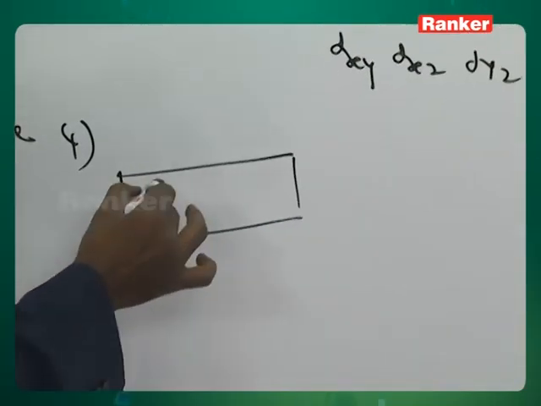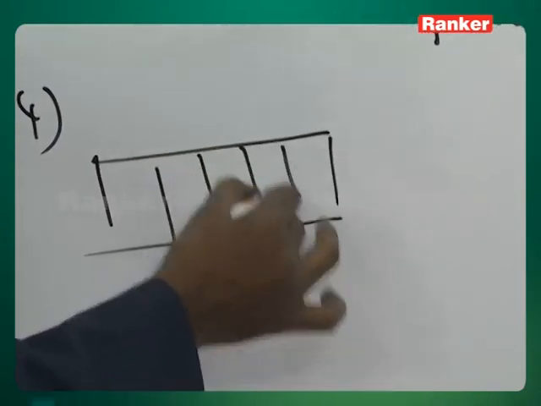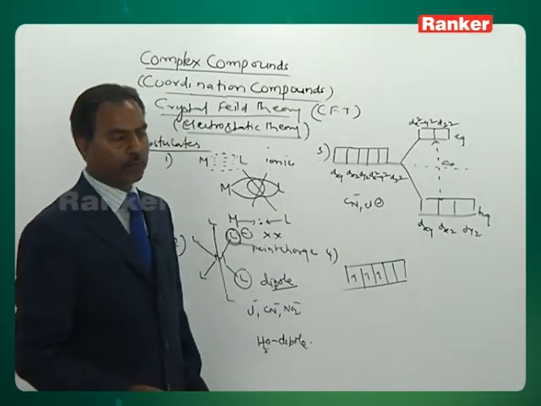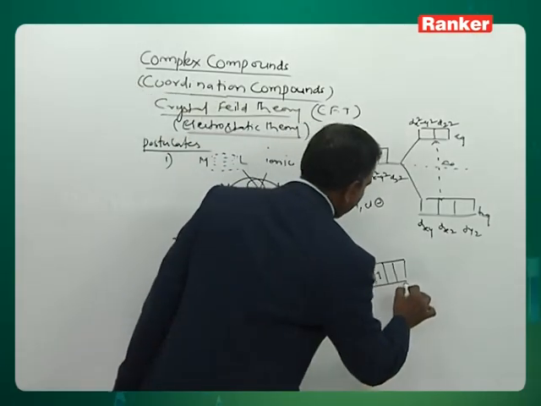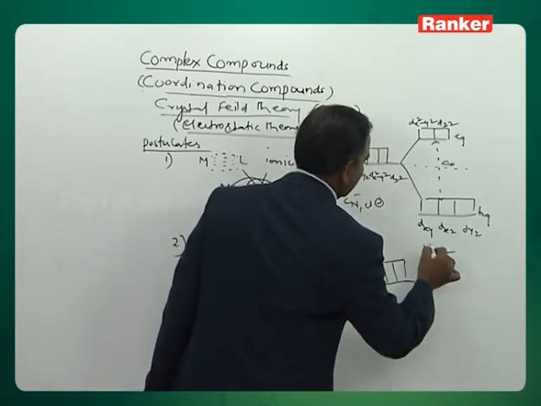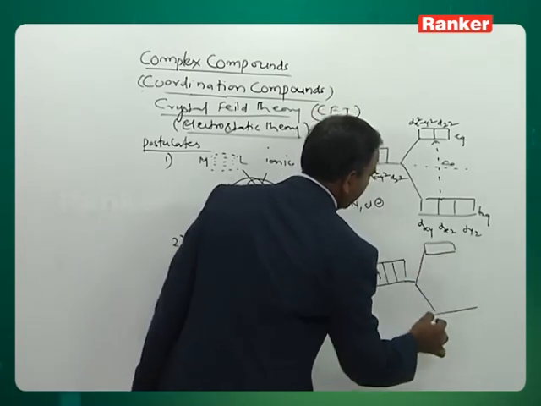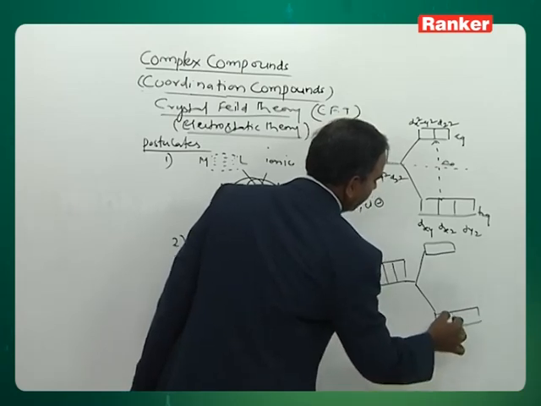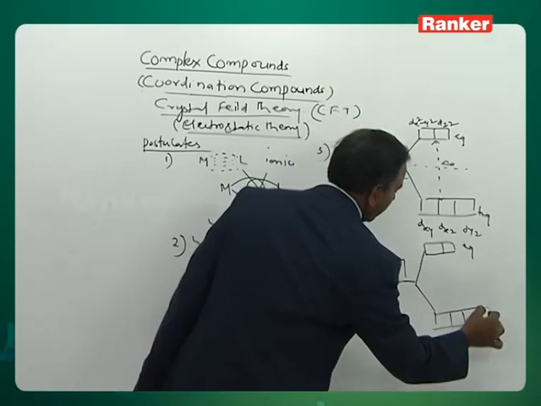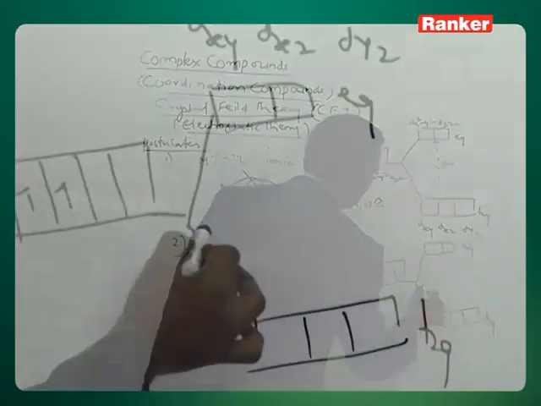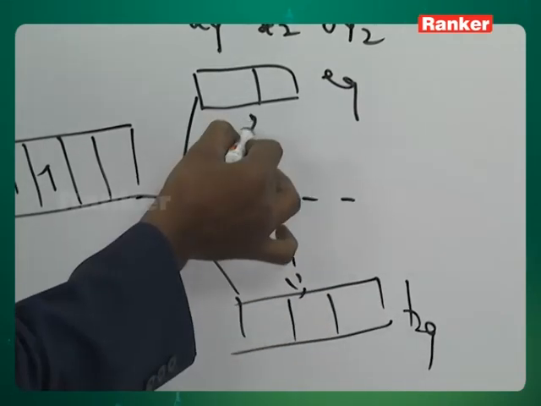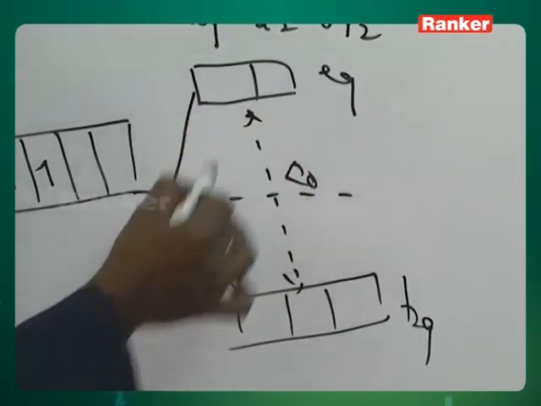Consider the 5 d orbitals. A d3 electronic configuration will take 1, 2, 3. Let me write the d3 electronic configuration. This d orbital splits into different energy levels, and after the splitting the electronic arrangement is like this: t2g and eg. The energy difference between them is delta O.